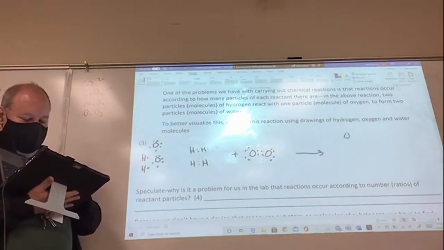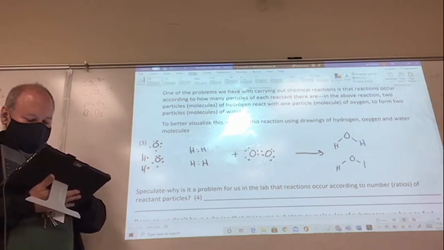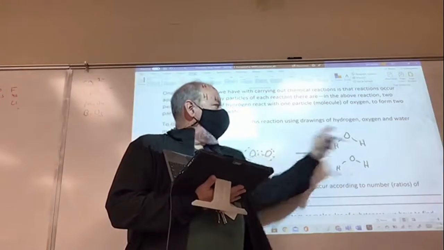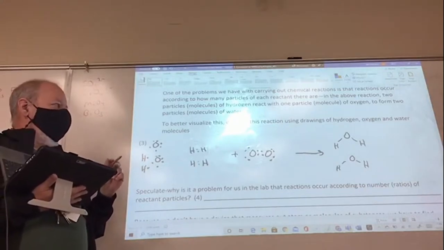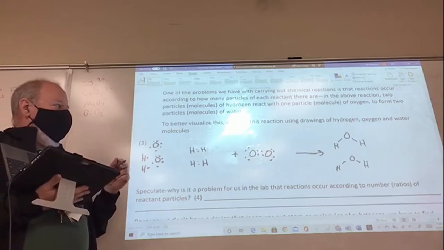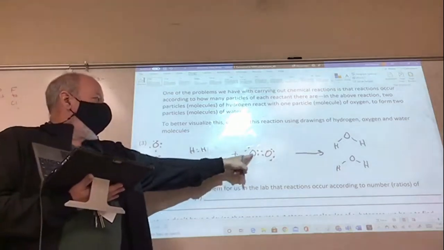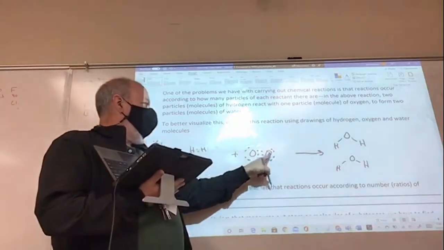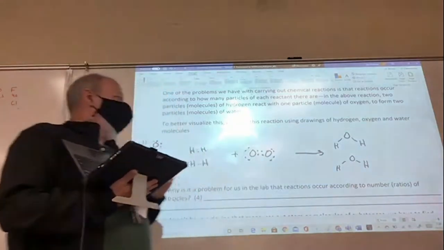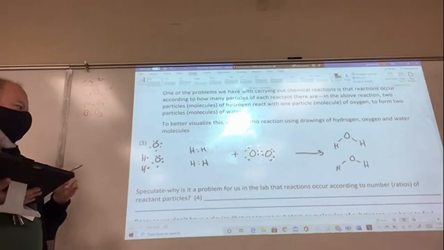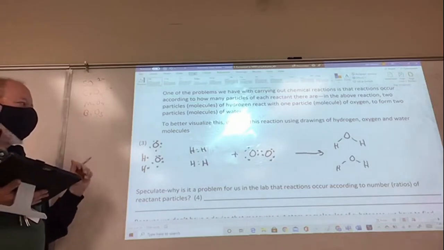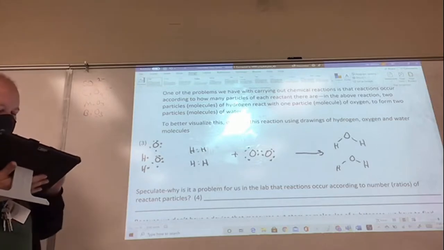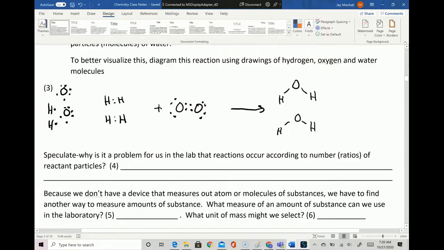And then I'll show the bonds in my water molecules in another way. I'll use these lines here, and each of these lines represents a pair of electrons. It's easier to draw a line than it is to draw two dots, okay? And so it's just a little bit more convenient, and we would do it in that way. And so one of these oxygen atoms is going to take two of these hydrogens, and this oxygen atom is going to take the other two, and they're going to form this molecule, okay? So visualizing this may help us understand a little bit more as well how this reaction is going to take place.